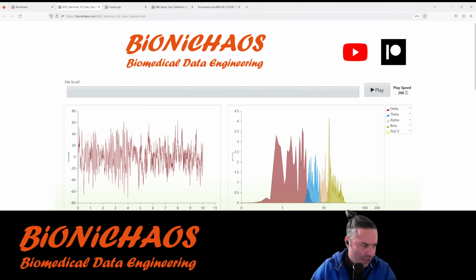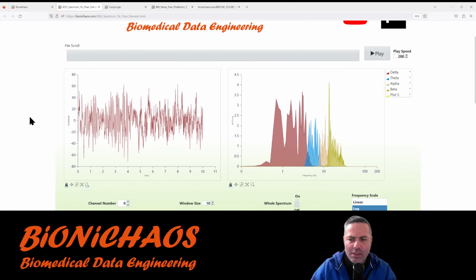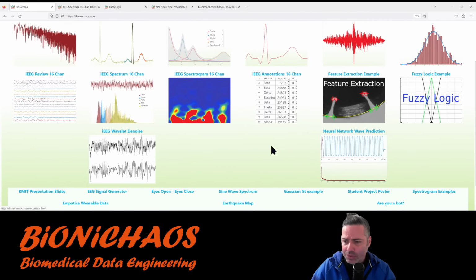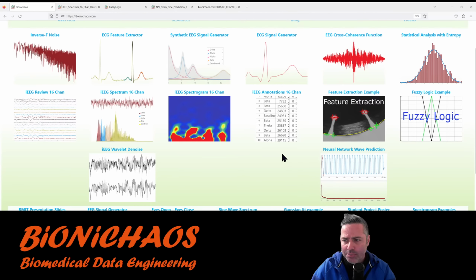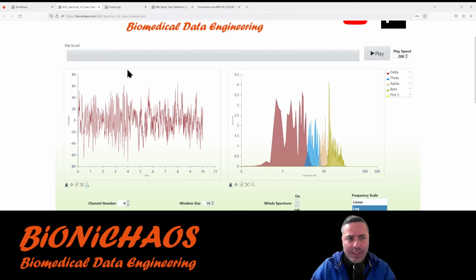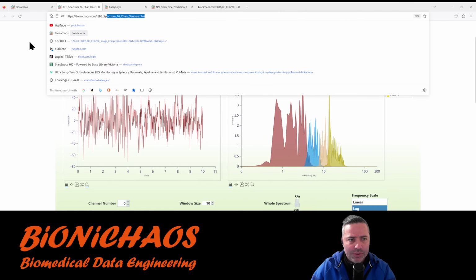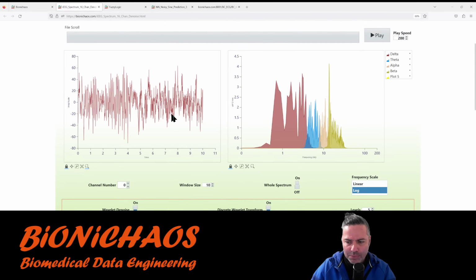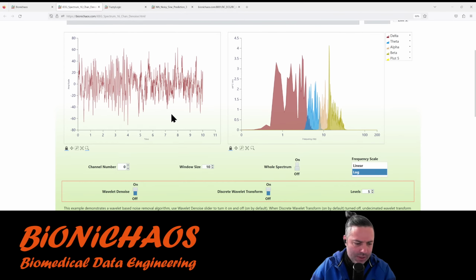Someone mentioned the noise. Someone was also asking what would be the best noise removal for EEG. So I can go on and on about that. We have some relevant tools for it. So we have the denoise, which is probably a discrete wavelet transform.